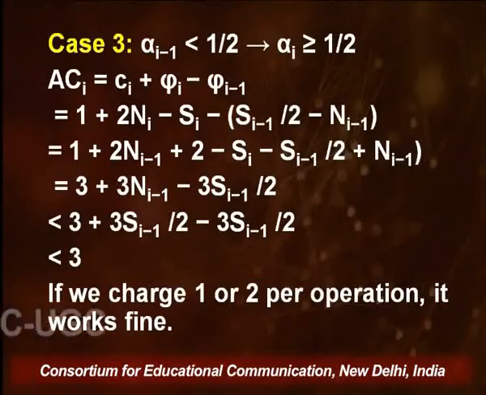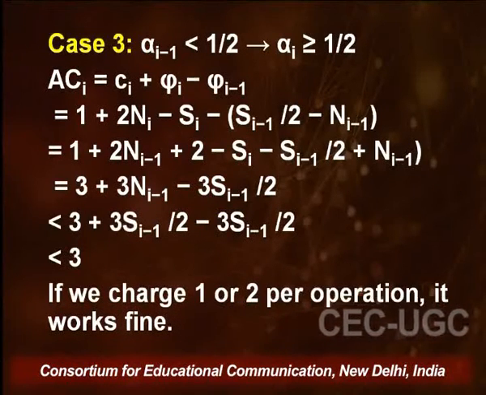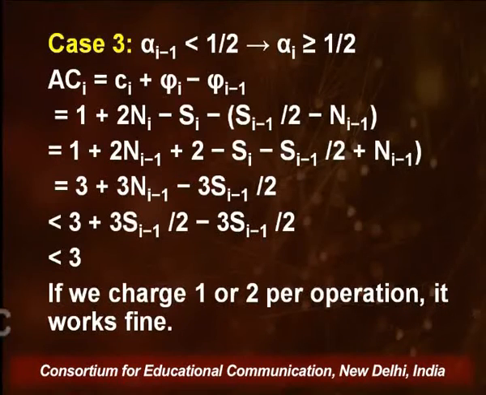Now, accumulating the similar terms, we have 3 plus 3 n of i minus 1 minus 3 s of i minus 1 by 2. Here, it comes to 3 s of i minus 1 by 2 because there is no change in the size, which is why we can say s of i is equal to s of i minus 1. So, we have accumulated the term s of i minus 1 by replacing s of i with s of i minus 1, and by this simple calculation we can say this is going to be less than 3.